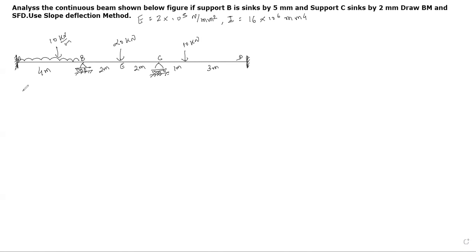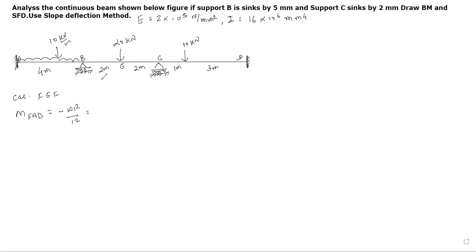Okay, let me calculate first of all the fixed end moments, same procedure. If I consider span AB, we have fixed end moment MFAB. AB is subjected to a uniformly distributed load. So that's the reason your fixed end moment will be minus WL square by 12. Please calculate and give me the answer.